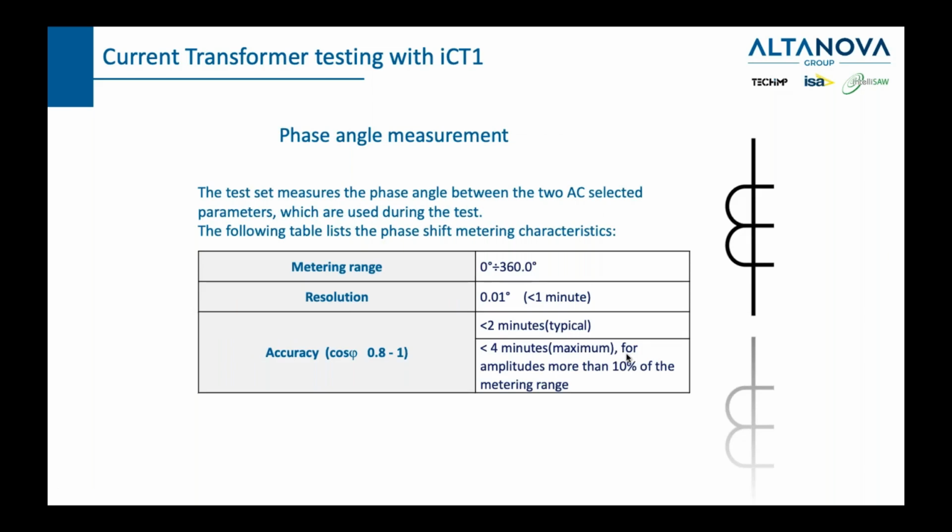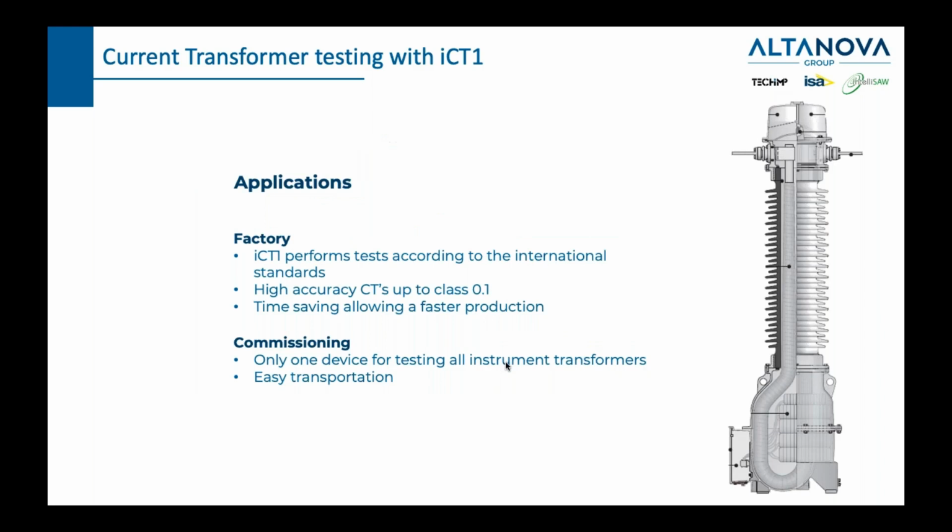Phase angle measurement: when we do the ratio test, we also check the angle, the polarity. If we are okay, we measure from 0 to 360 degrees. The resolution is 0.01 degree, and the accuracy is less than 2 minutes typical and less than 4 minutes maximum, which is again a nice value.